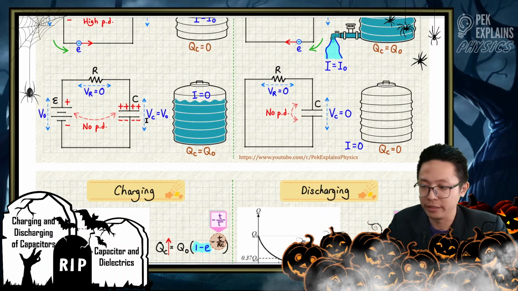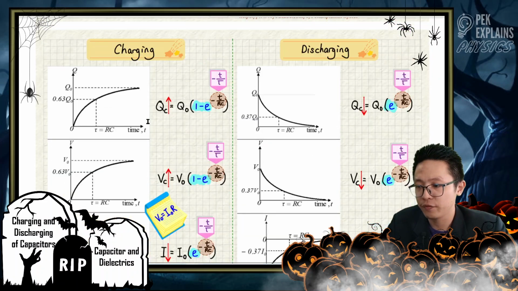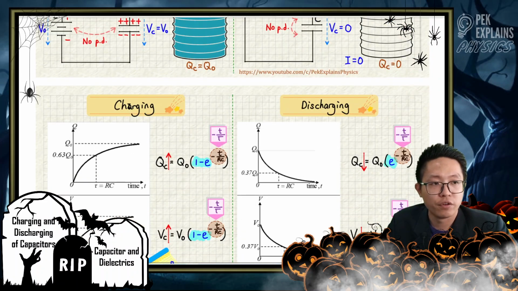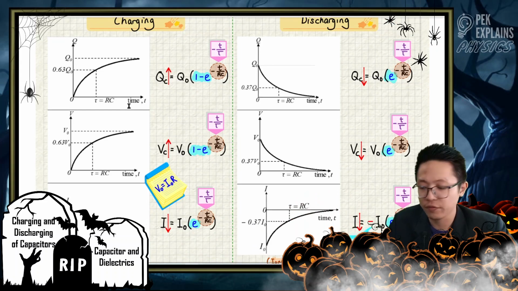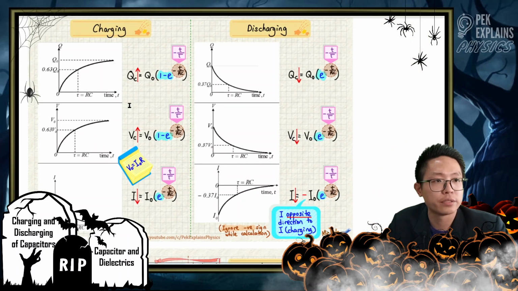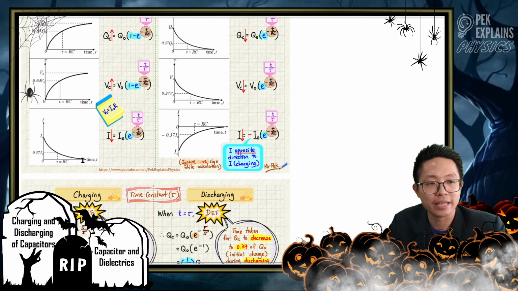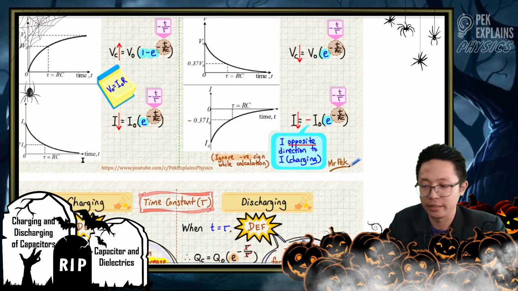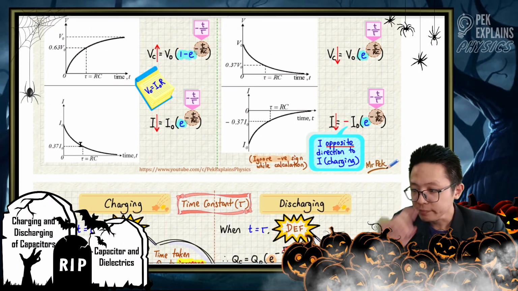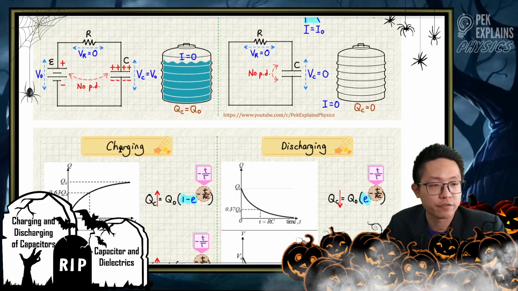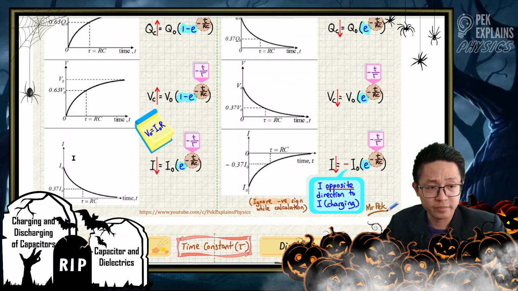That explains everything. So let's look at the graph for the charging process. For the charging process, the current is decreasing. Let's look carefully at this current for the charging process. For the charging process, the current decreases.